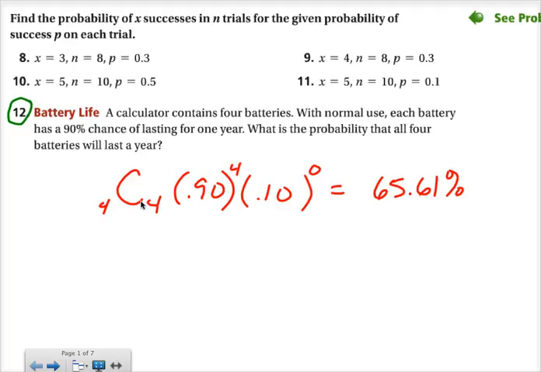We know that 4C4 is 1. And so technically, because 0.10 to the 0 power is also 1, you really would just need to punch in 0.9 to the 4th power to get that.